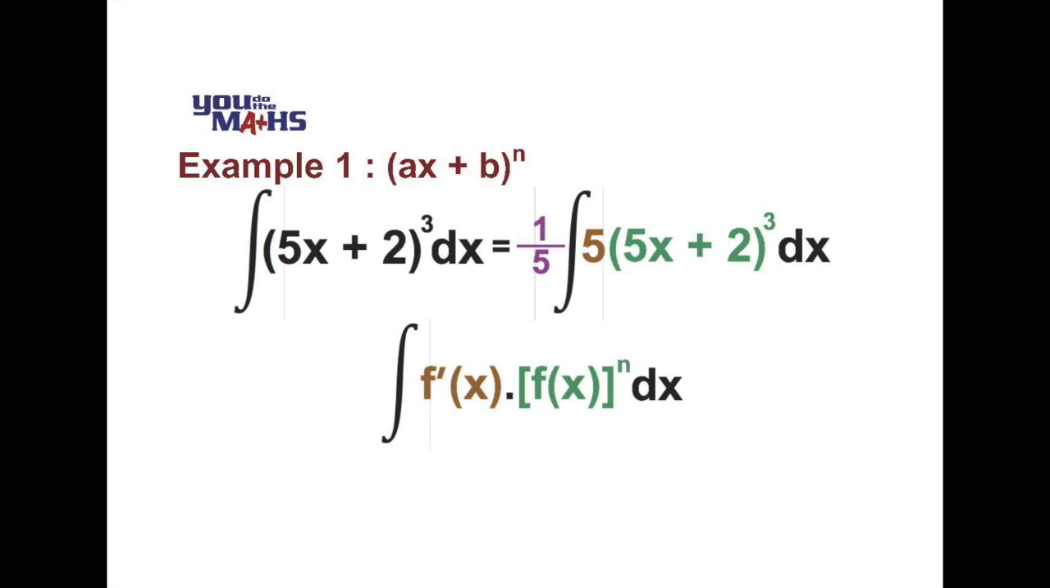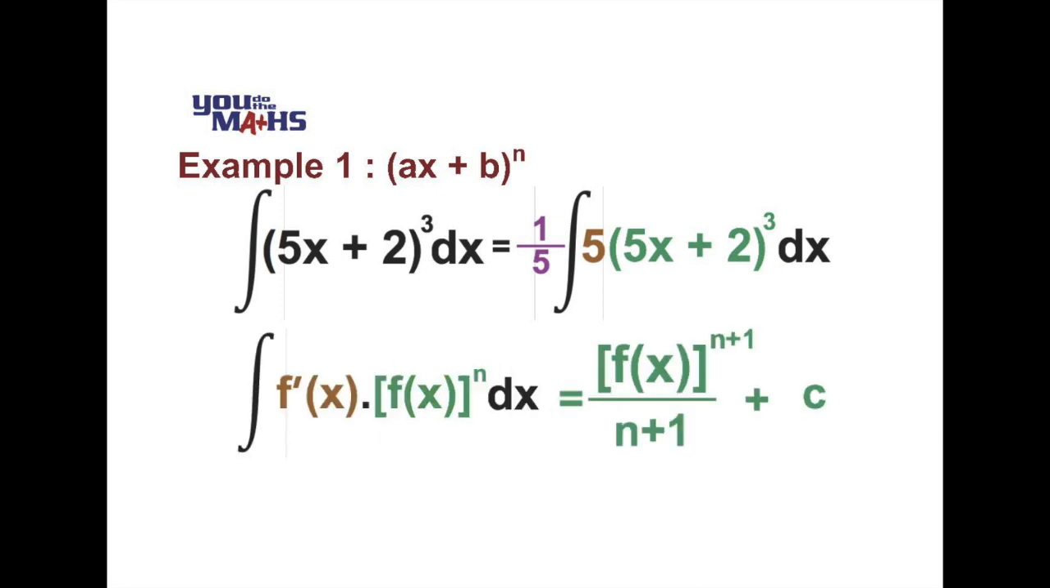What we've had to do as well though, and we've got this in purple, is multiply the expression in the integral by 1/5. That makes sure that we keep equality with the original integral of 5x plus 2 all to the power 3. Let's have a look at now how we apply the rule. We can see here at the base of the picture that the bracketed expression now increases its power by 1 to n plus 1 and is divided by that new power, n plus 1, and there is a plus a constant at the end.